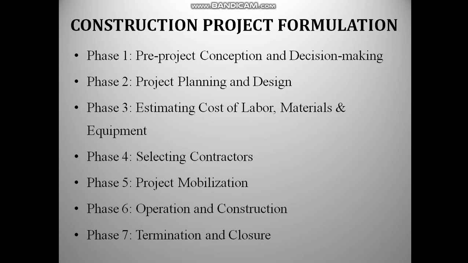It is a life cycle for construction projects which may vary from 5 phases to 7 phases. The first phase is pre-project conception and decision making. Phase 2, project planning and design. Phase 3, estimating cost of labor, materials and equipment. Phase 4, selecting contractors. Phase 5, project mobilization. Phase 6, operation and construction. And phase 7, termination and closure.